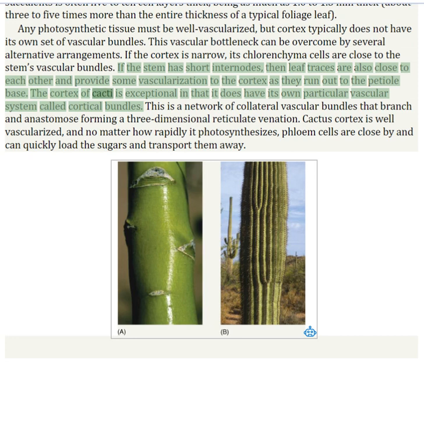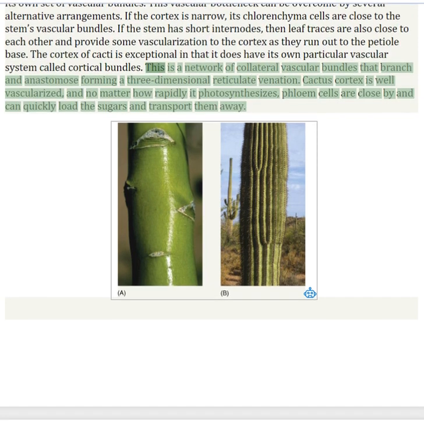The cortex of cacti is exceptional in that it does have its own particular vascular system called cortical bundles. This is a network of collateral vascular bundles that branch and anastomose, forming a three-dimensional reticulate venation. Cactus cortex is well vascularized, and no matter how rapidly it photosynthesizes, phloem cells are close by and can quickly load the sugars and transport them away.